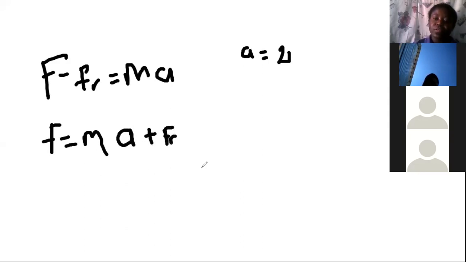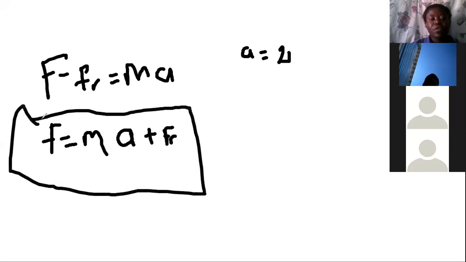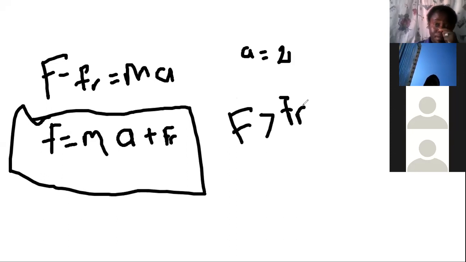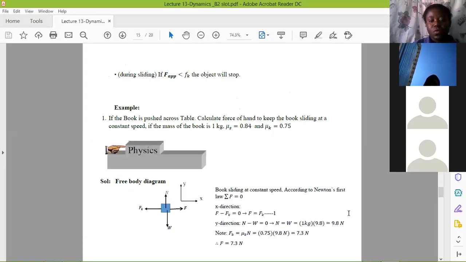Even without values, you can already see from this equation that there is an amount of force which is added to the frictional force, which is equal to the applied force. So here you can already tell that the applied force is greater than the what? The friction force.